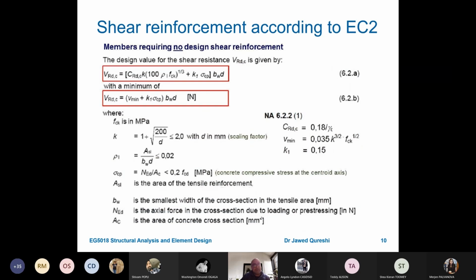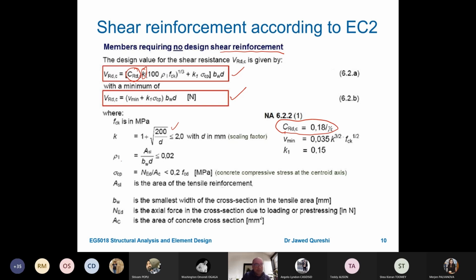For the first case, when no design shear reinforcement is required, the design value of shear resistance is given by this formula, with the minimum of this formula. Now, what does K mean? K is a factor equal to 1 plus the square root of 200 over D, and this should be less than or equal to 2. From here, you find this factor K. And CRD is equal to 0.18 divided by gamma C, where gamma C is, I think, 1.5. In that way, you have this second factor as well.